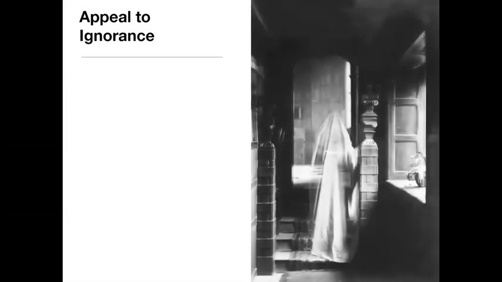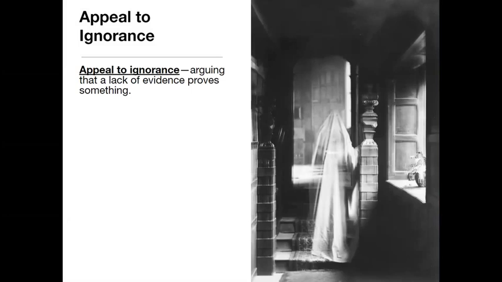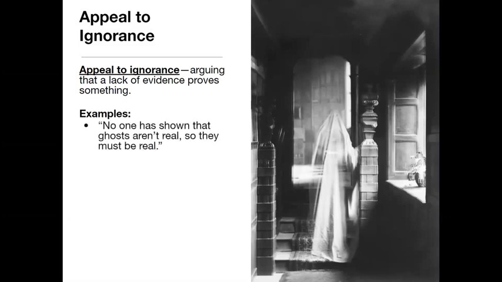All right, another common fallacy is the appeal to ignorance. This is very commonly used with conspiracy theorists, where people argue that a lack of evidence proves something. If we're using ghosts as an example, we might argue something like, no one has shown that ghosts aren't real, so they must be real, right? You're arguing that because of a lack of evidence, they must exist. That's not good reasoning, for hopefully obvious reasons.